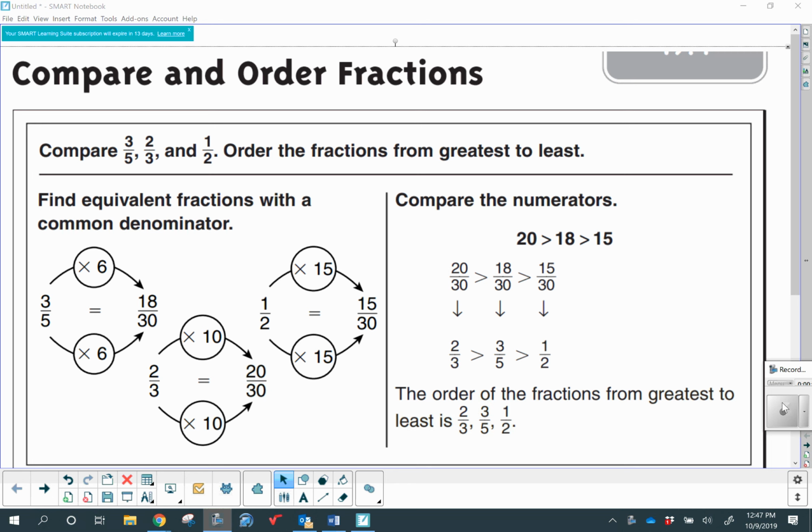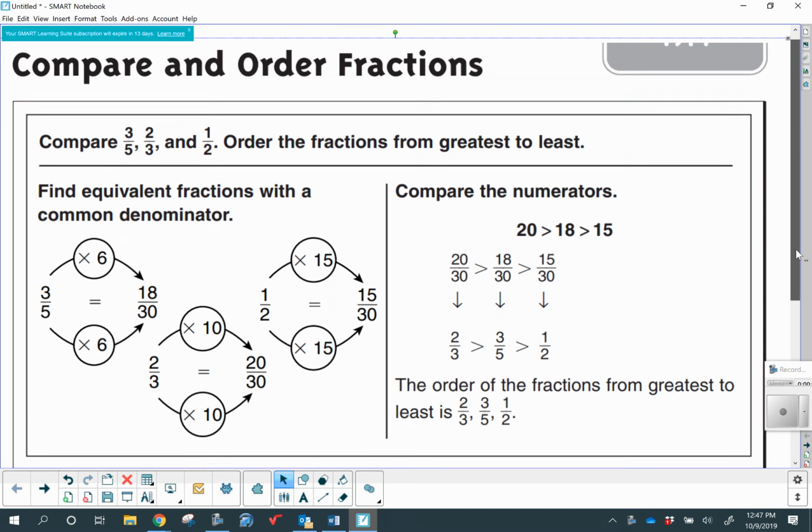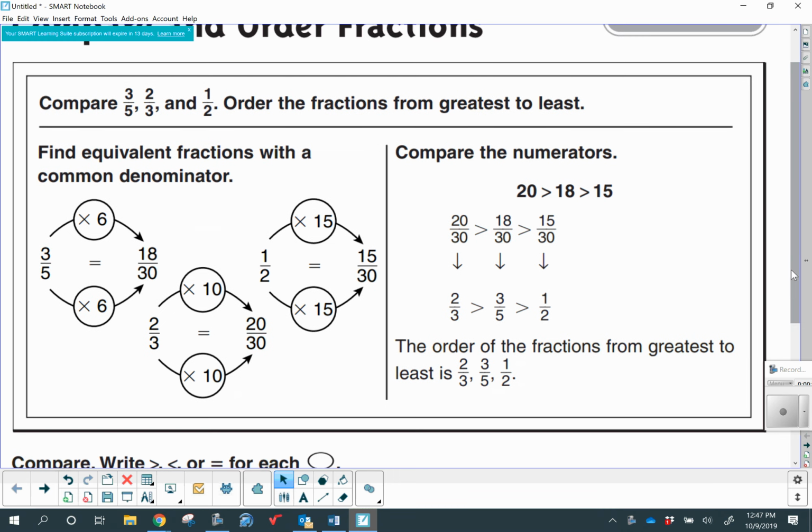Okay, in this video, we are going to be talking about comparing and ordering fractions. So how do we tell which fraction is bigger? And then how do we put fractions in order from least to greatest or greatest to least? So there's a couple things to remember when doing this. So let's look at this box here at the top and go through a few examples together.